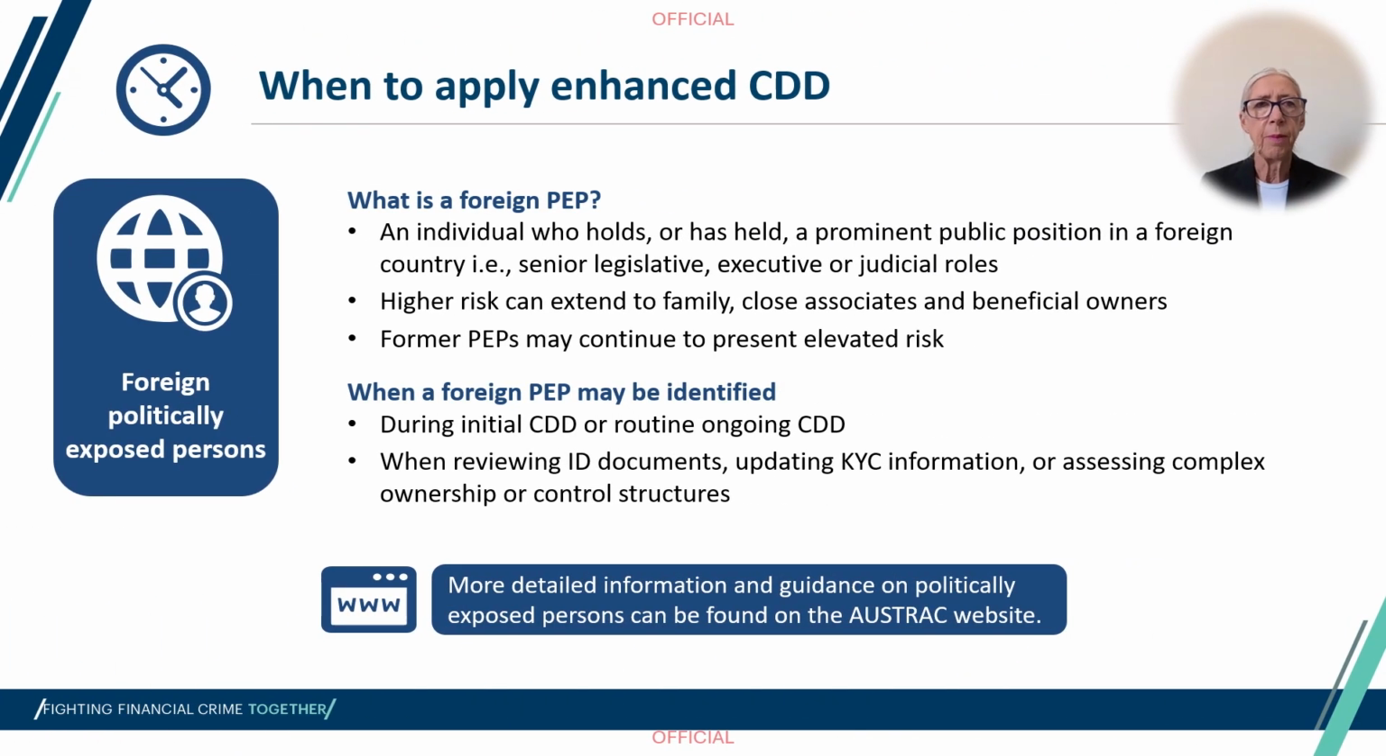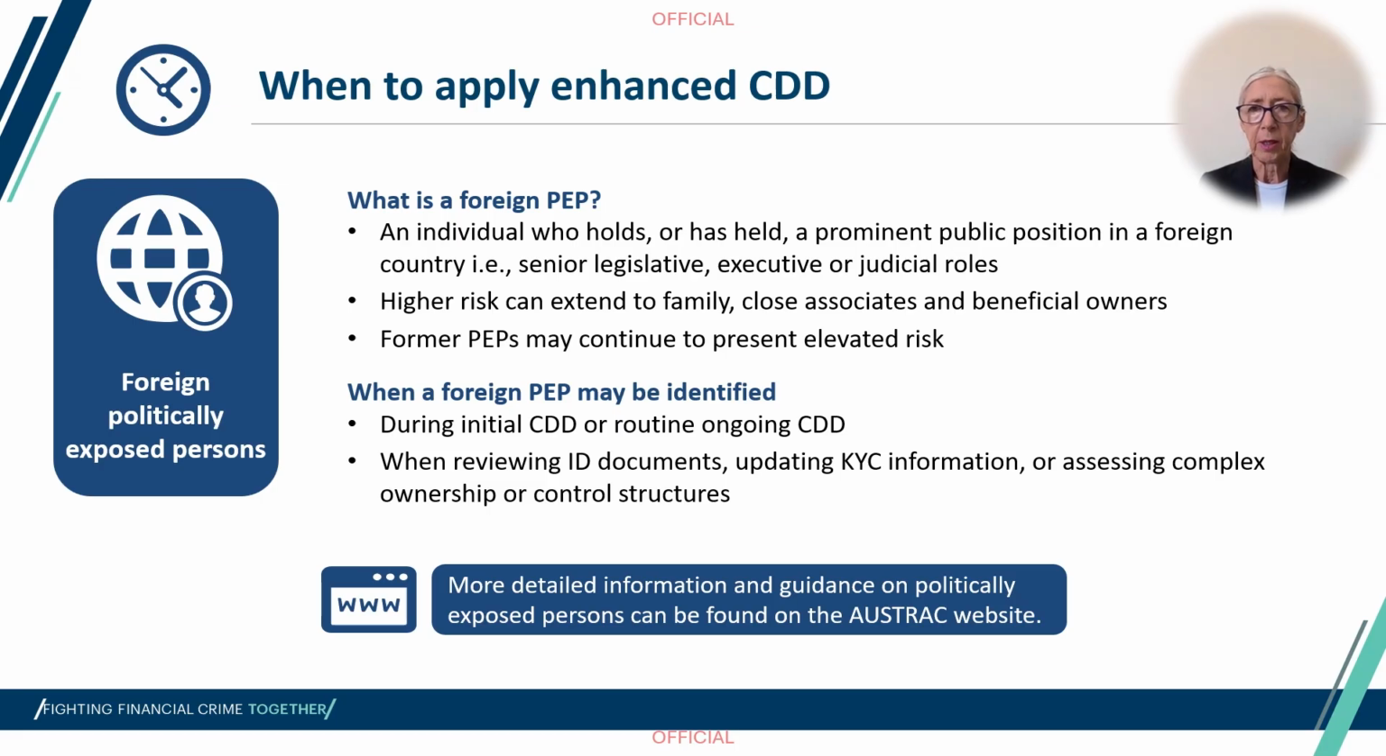Another circumstance where you must apply enhanced CDD is when the customer, a beneficial owner, or a person who is receiving a service or acting on behalf of the customer is a foreign politically exposed person, also called a foreign PEP. A foreign PEP is an individual who holds a prominent position or public function in or for the legislature, executive, or judiciary of a foreign country. This includes people with significant public authority, such as senior government officials, judges, military leaders, and heads of state-owned entities.